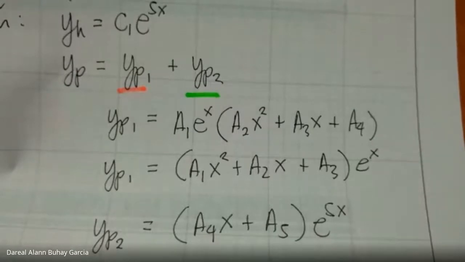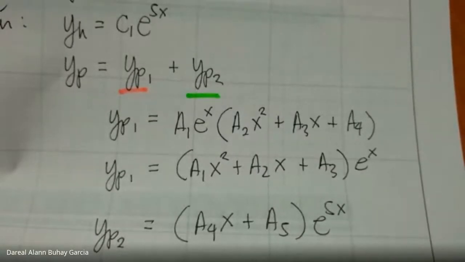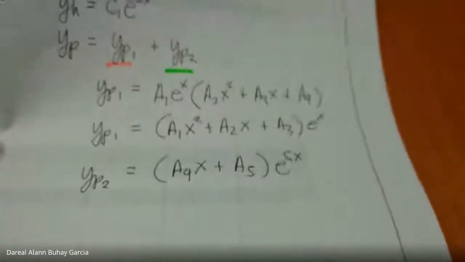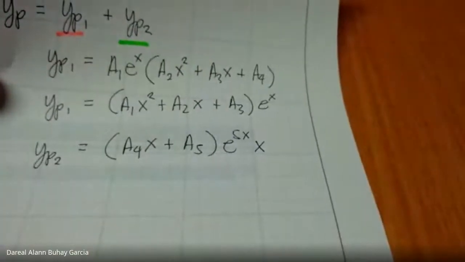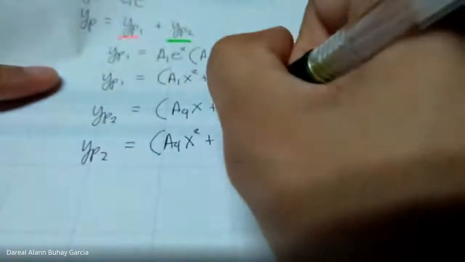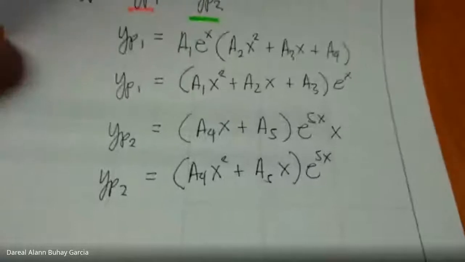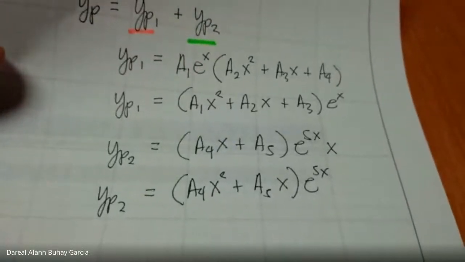So we multiply by x here. So x can now be absorbed. So YP2 becomes A4 x squared plus A5 x, times e to the power of 5x. Okay? Question so far?